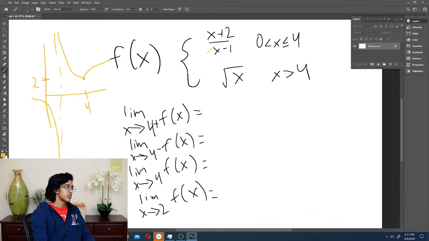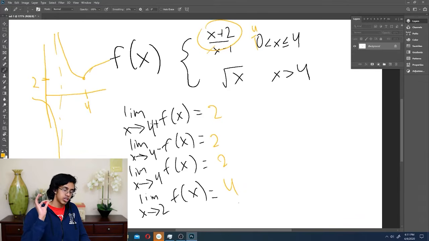As you approach from the left, it just goes to 2. As you go from the right, it becomes 2. They're both equal, so the limit is 2. And then what is it equal to at 2? We literally just plug it in here. We get 4 over 1, which is equal to 4. Very cool. Easy peasy, lemon squeezy.